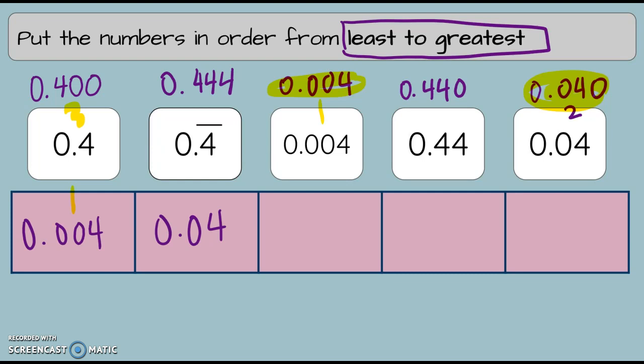Again, 400 came from 0.4. And now comparing 444 and 440, 440 is smaller. So the next decimal would go here. And last but not least, 444 was our biggest number, and that came from our repeating decimal.